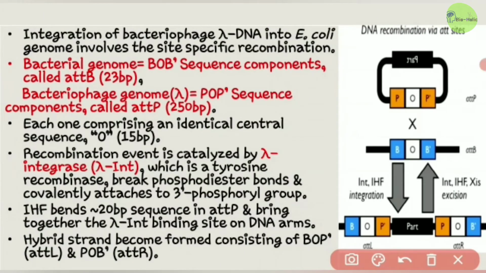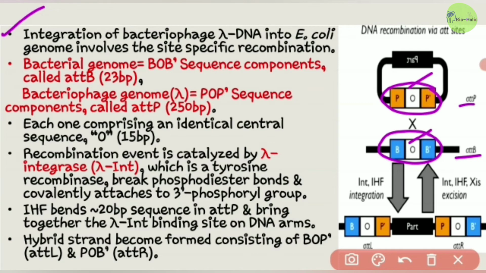Now let's see an experimental proof of site-specific recombination. In this case, integration of bacteriophage lambda DNA into the E. coli genome involves site-specific recombination. The bacterial genome BOB' sequence contains a 23 base pair site, which is called attB, and the bacteriophage or lambda genome POP' sequence called attP contains 250 base pairs. Each genome comprises an identical central sequence O, which is 15 base pairs.